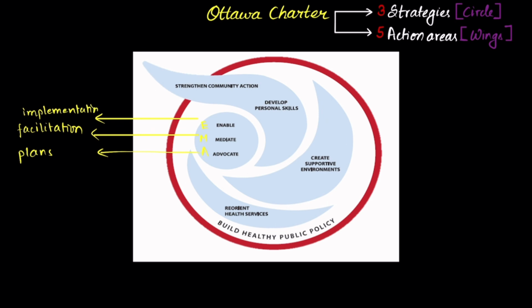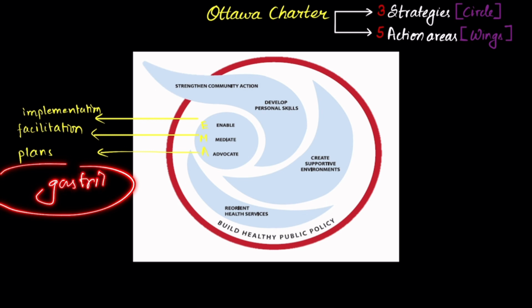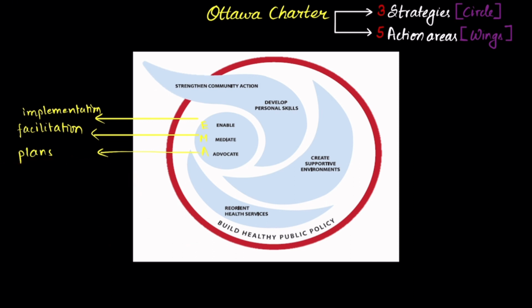So for promoting health, the first process would be to come up with plans, that is advocate, then facilitate those plans, that's mediate, and finally implement those plans, that's enable. For example, let's say you went to an area where the major health problem is gastritis. Now you want to provide awareness about gastritis in that particular area. So you first formulate plans about providing awareness, that's advocate.